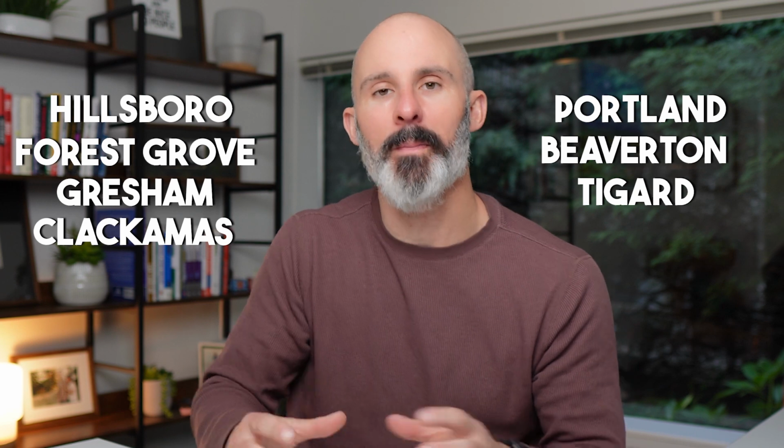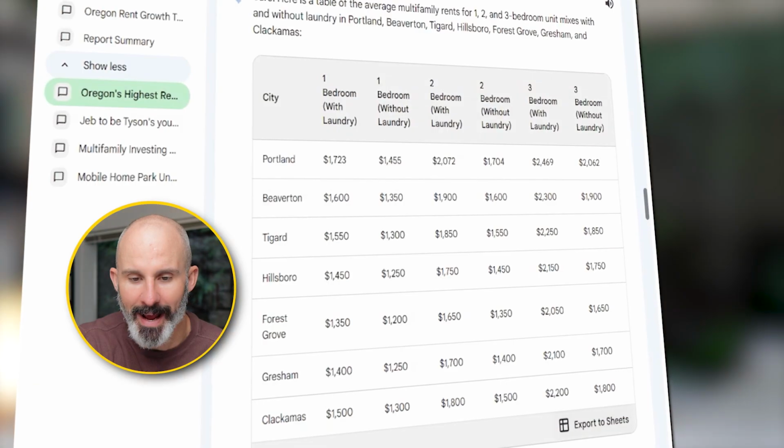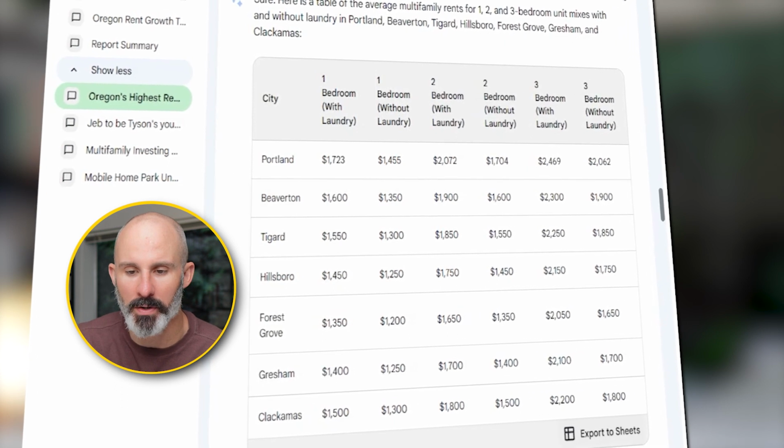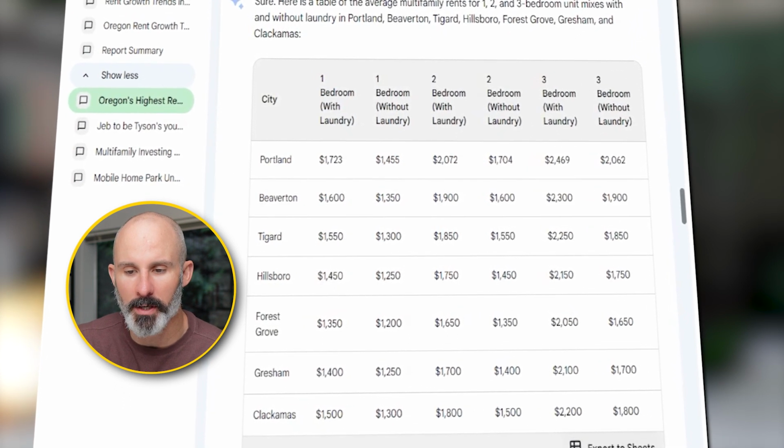Now we're gonna break this down by 1, 2, and 3s, but we're gonna look at different cities in Portland. So we're gonna compare Portland to Beaverton to Tigard, Hillsboro, Forest Grove, Gresham, and Clackamas, all major cities around the Portland metro. And this is what it spits out. Here's a table of the average multifamily rents for 1, 2, and 3 units with and without laundry in these cities. This is incredibly cool, guys.